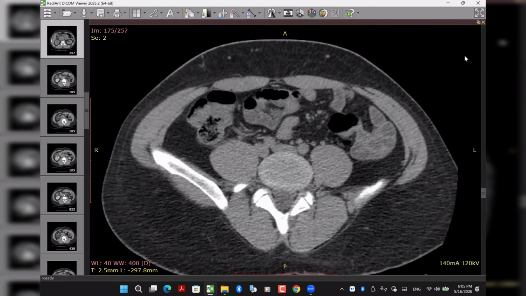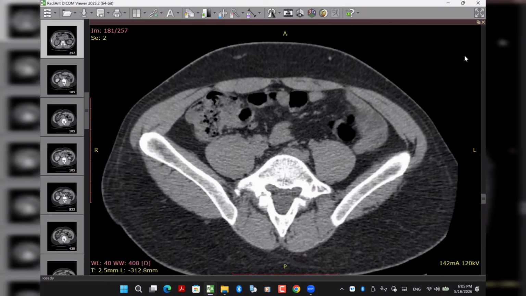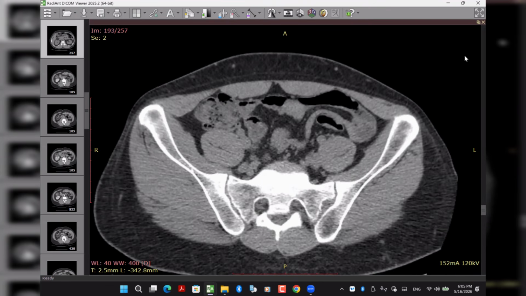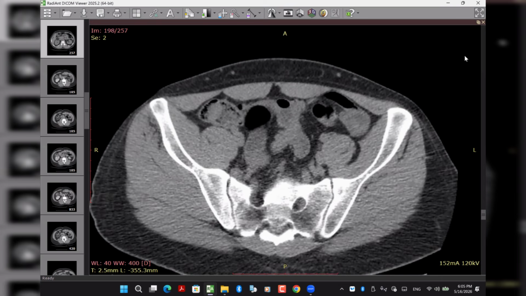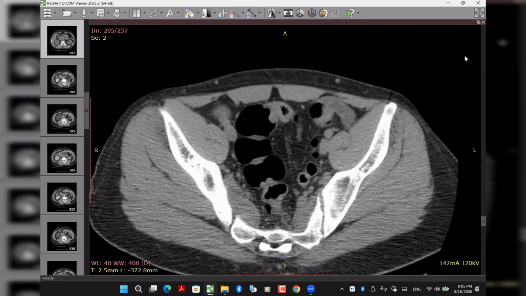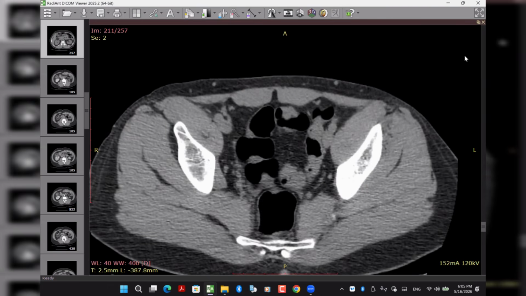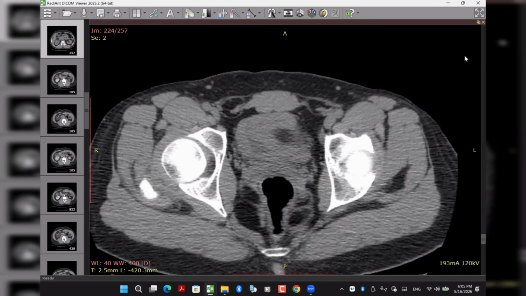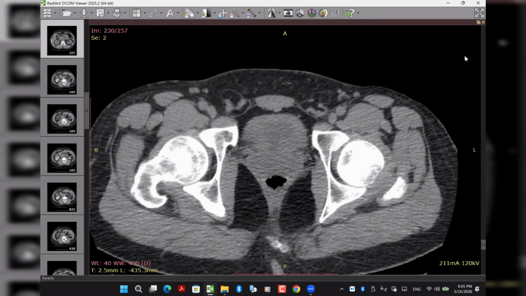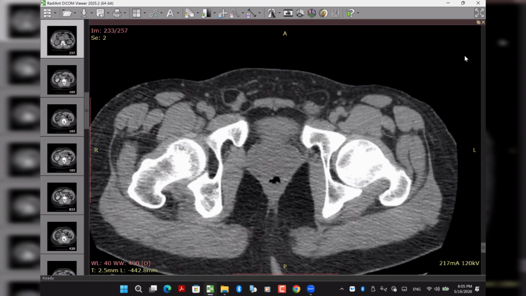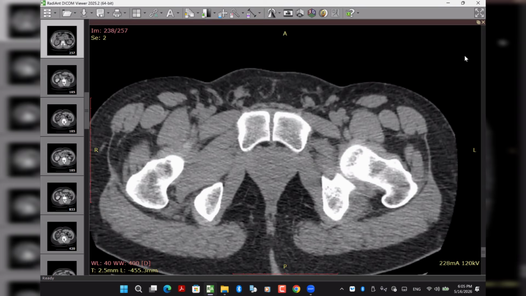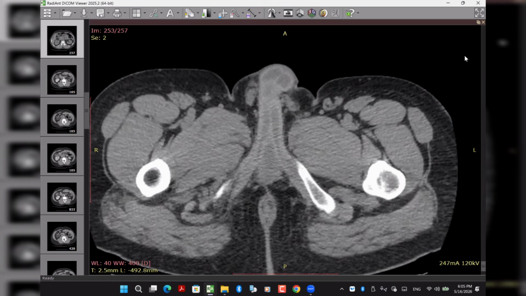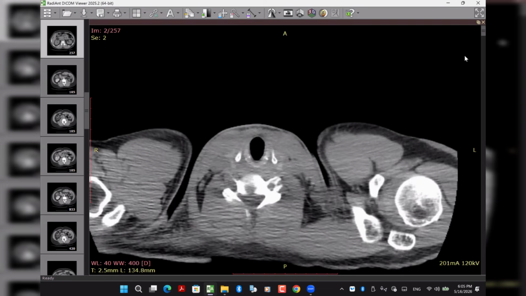Just trying to go on to the level of the urinary bladder. Okay. So there's no free fluid within the pelvis, and so this is nearly the level. Okay. So the urinary bladder is not distended, and I just want to go down to the last slice just to make sure there's no abnormality. Okay. So that was the last image.